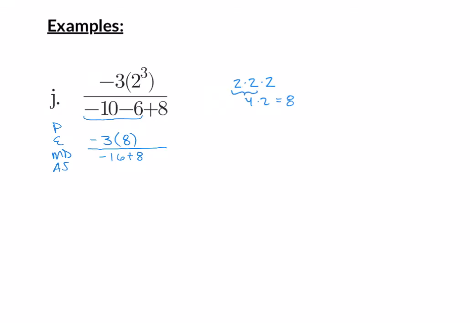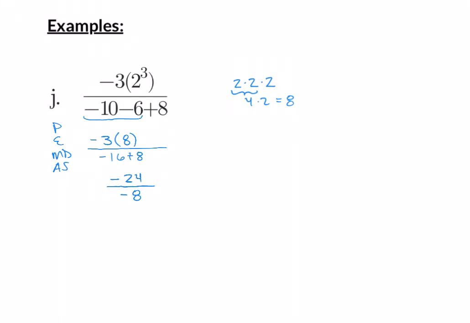So now if we go back to our numerator, what's the next thing I can do? Next thing I can do is multiply. So we get negative 3 times 8 is negative 24. And what's the next thing I can do on the bottom? We can combine. Negative 16 and positive 8, these have different signs. So we are going to subtract and keep the sign of the larger number.